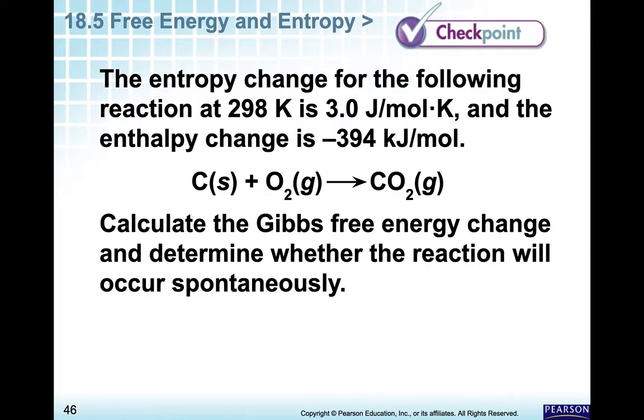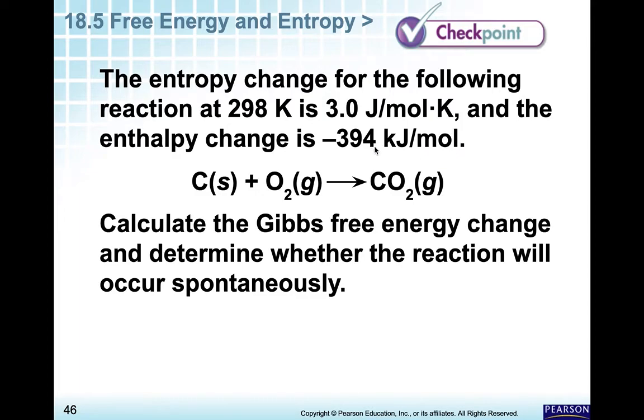Here's an example. We're told that the entropy change for this reaction at a temperature of 298 Kelvin is 3 joules per mole K. The enthalpy change is negative 394 kilojoules per mole K, and we want to calculate the Gibbs free energy change to determine whether this reaction will occur spontaneously.